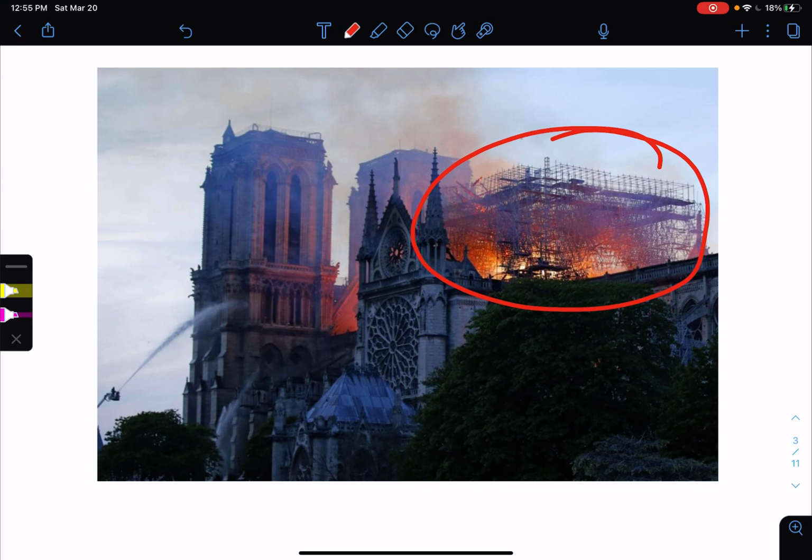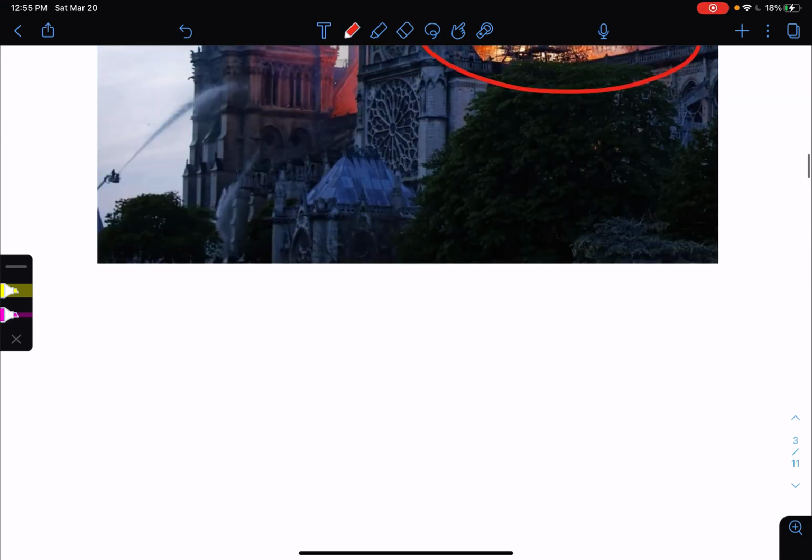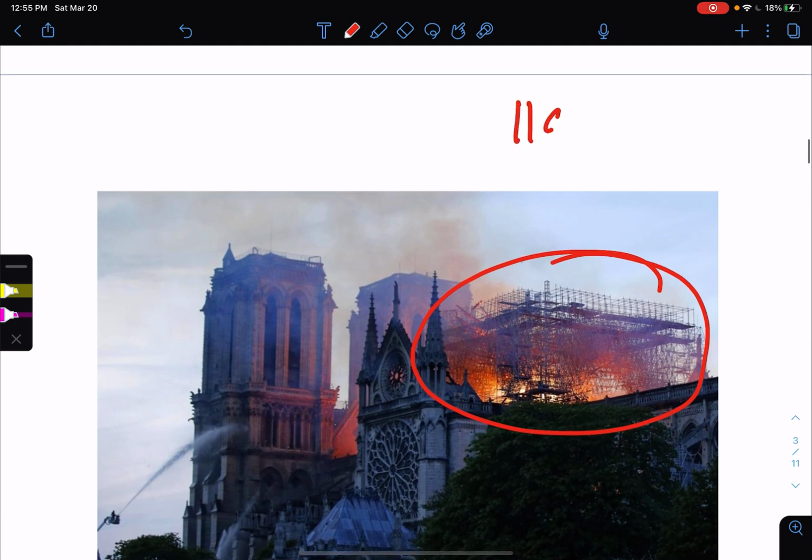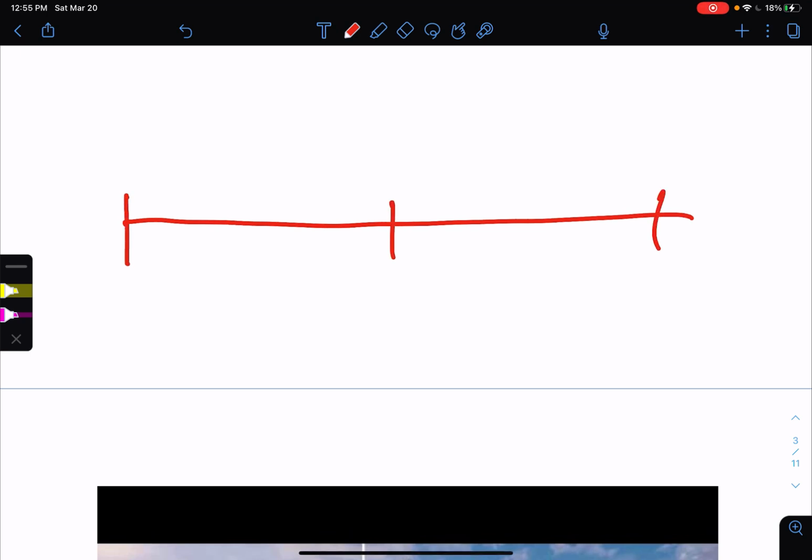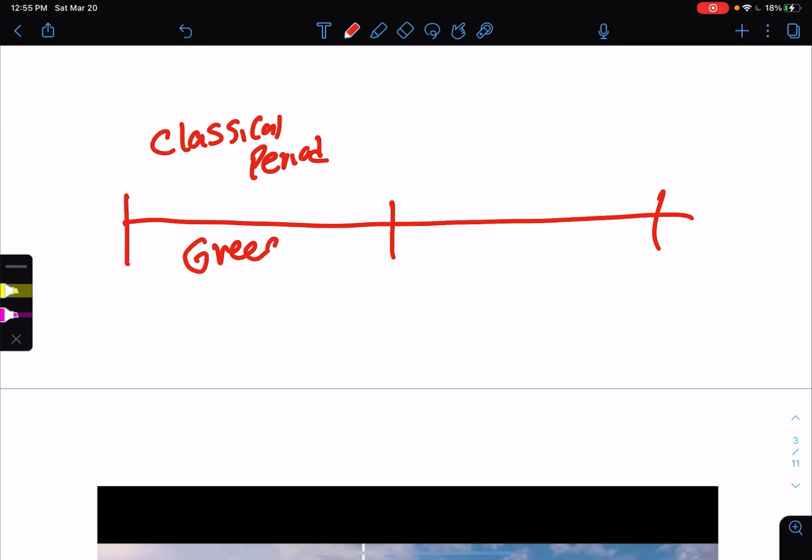Again, Gothic is a term developed by people of the Renaissance to describe this type of architecture, which they did not particularly like. Okay, so Gothic develops in the 1100s. Okay, I'm going to make a little timeline here. So here we have the classical period. And the classical period, if you remember, is Greece and Rome. Here we have the Middle Ages. And here we have the Renaissance.